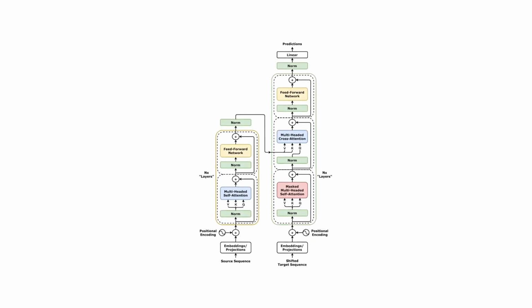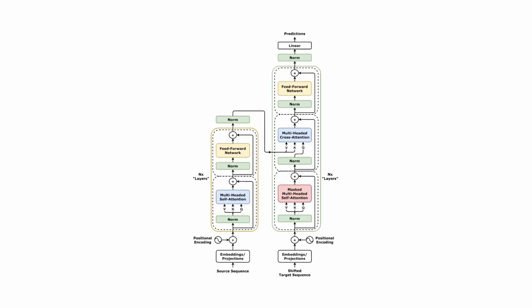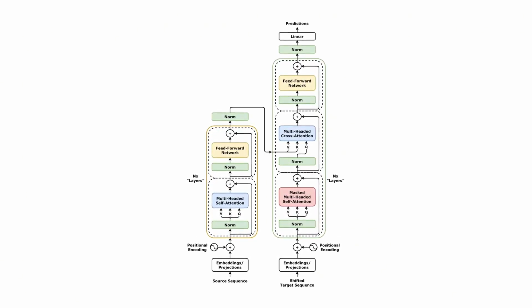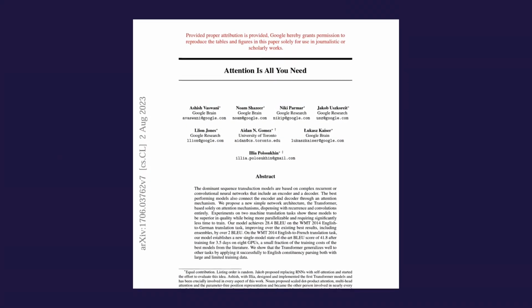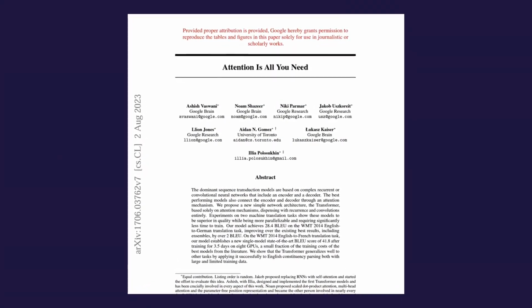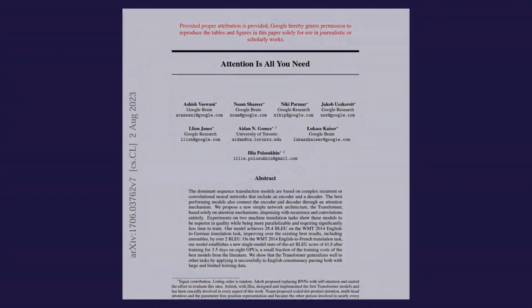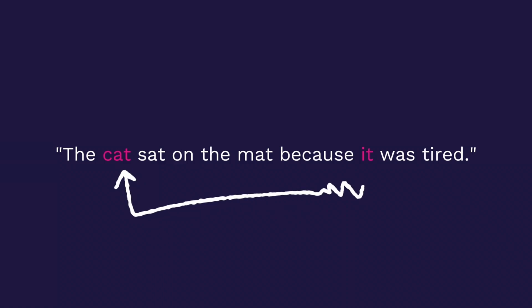Within large language models, you have these things called transformers, or transformer models, which are really good at processing language because of something called the self-attention mechanism. This allows the model to look at all the words in a sentence at the same time and figure out which words are most important to each other. For example, in the sentence, the cat sat on the mat because it was tired, the self-attention mechanism helps the model understand that it refers to the cat and not the mat.